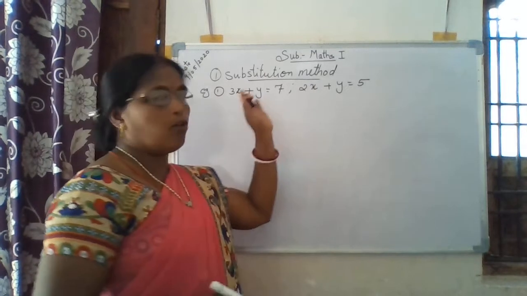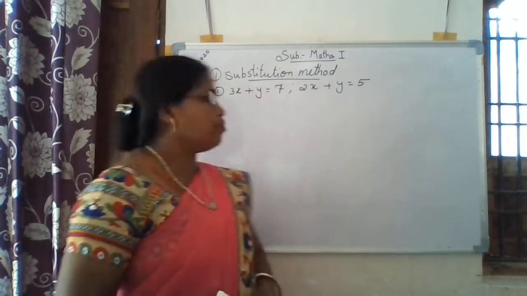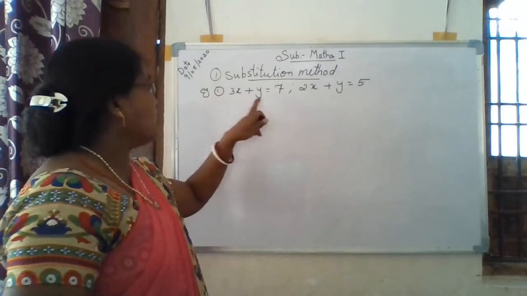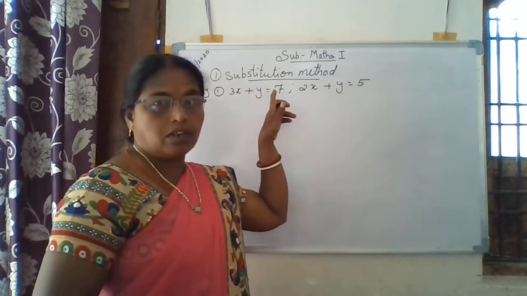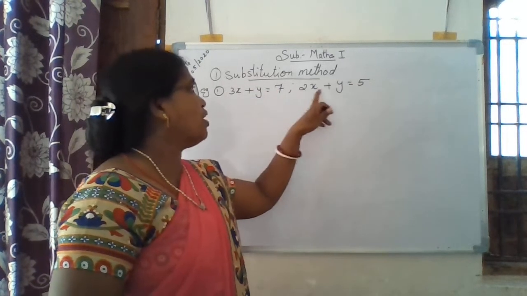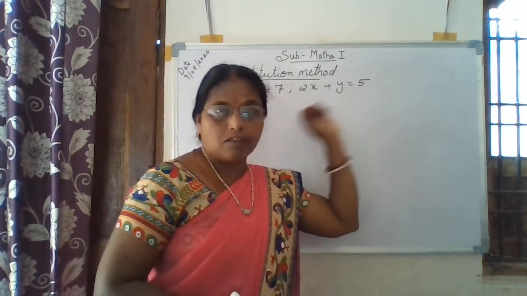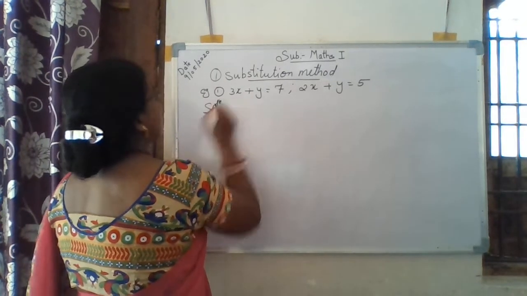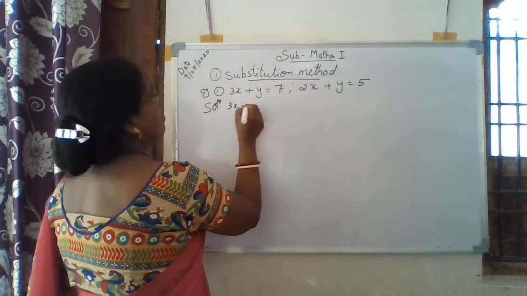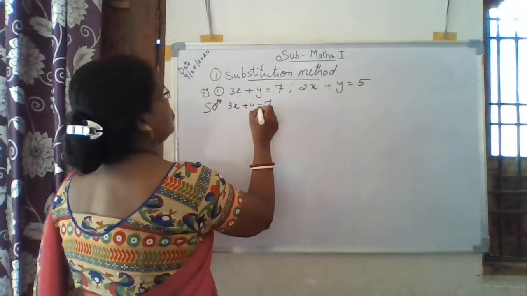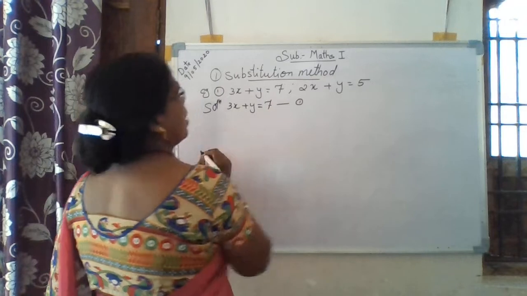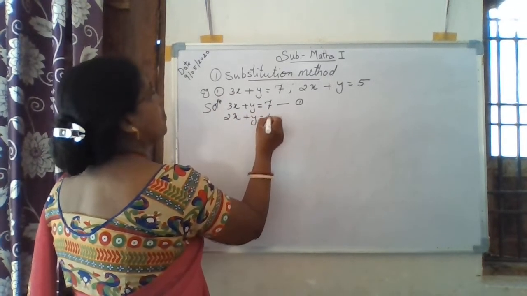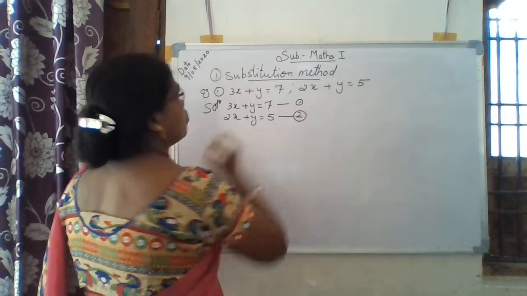Students, now we are going to learn the substitution method. This is an example I have taken. 3x plus y equal to 7, equation 1. Then 2x plus y equal to 5, equation 2. So we have to name the equations: 3x plus y equal to 7 as equation 1, then 2x plus y is equal to 5 as equation 2.